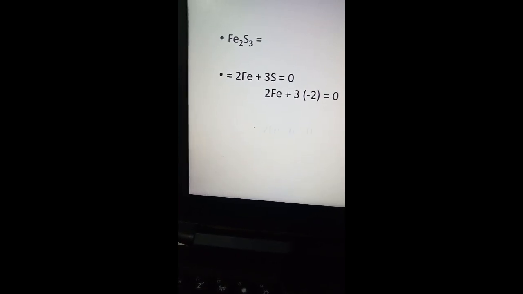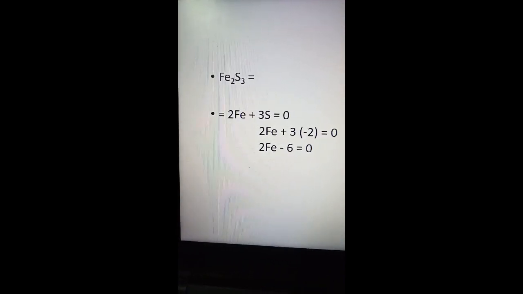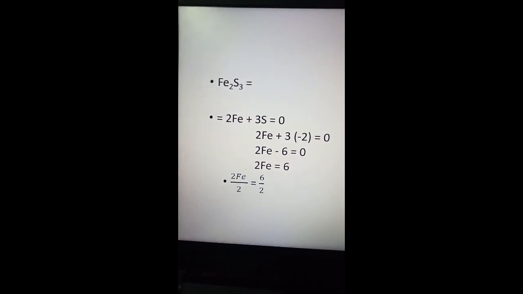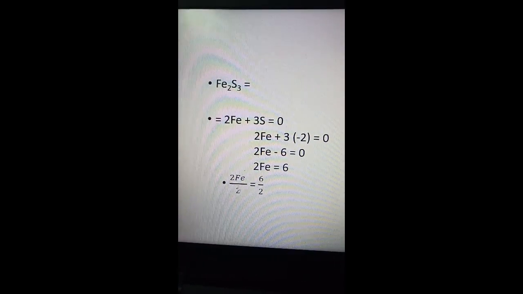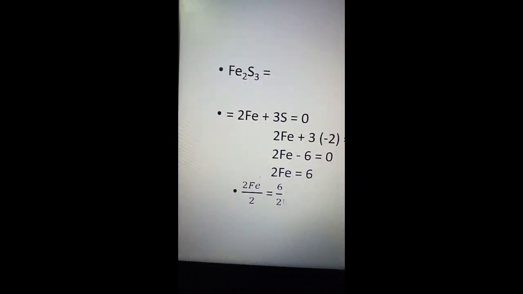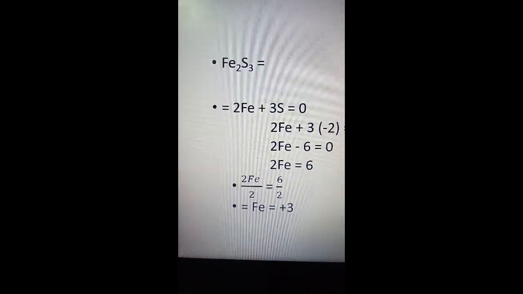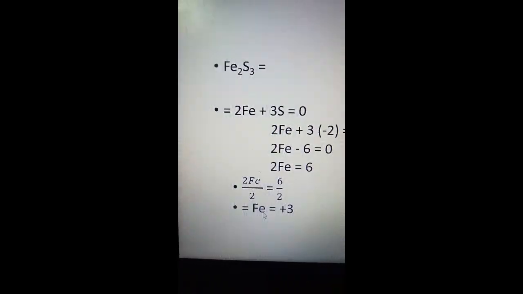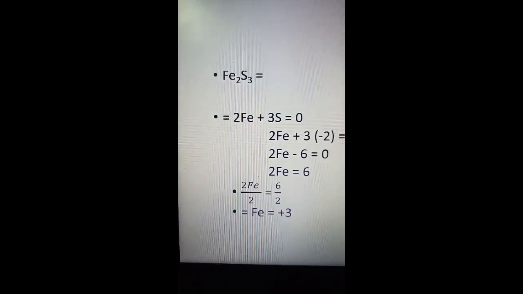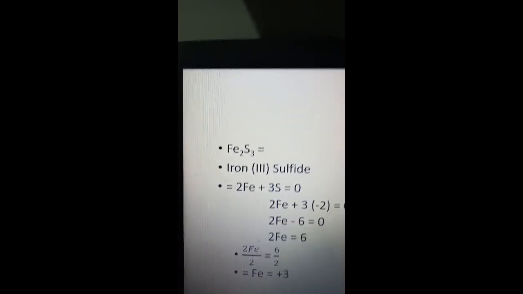So the next step is to multiply 3 and -2, and then we need to divide both sides in order to cancel out the 2 in iron. So Fe is equal to a +3 charge, and therefore the name would be iron(III) sulfide. And that is all. Thank you.